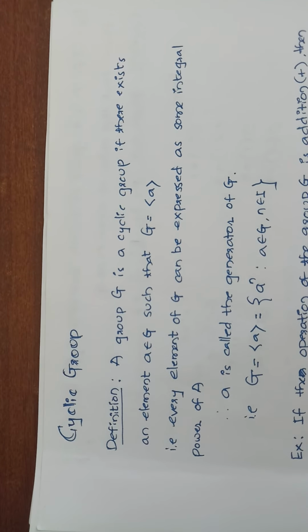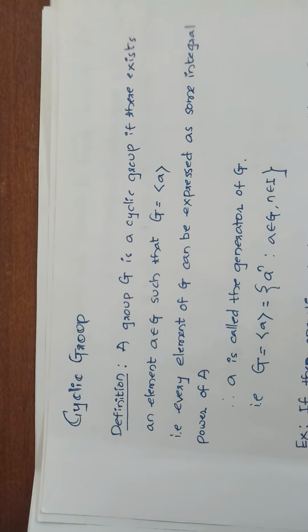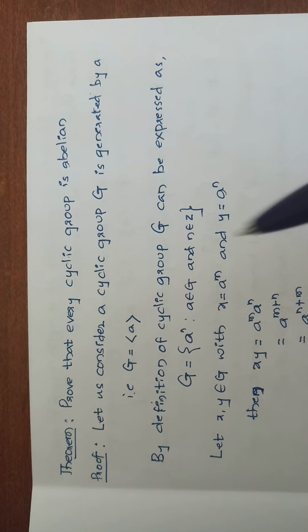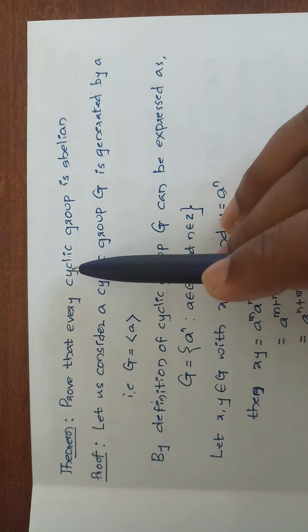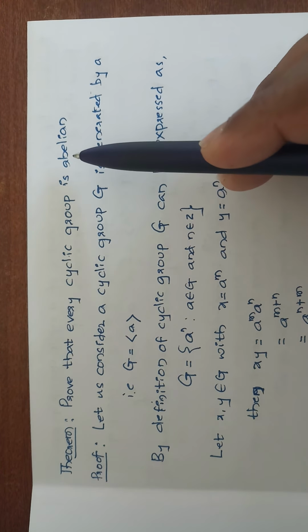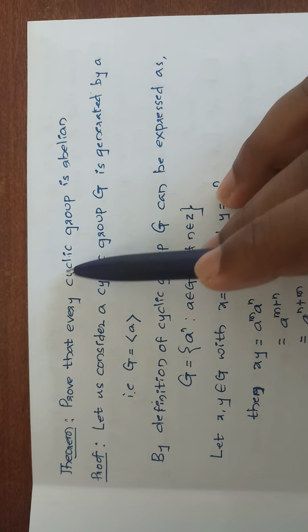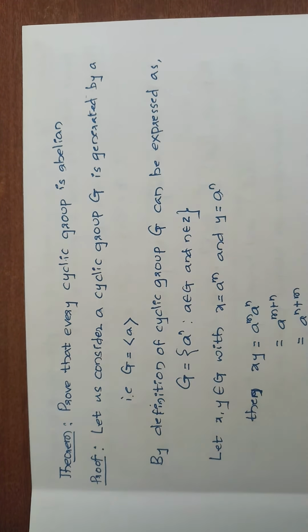Here I will prove some important theorems that have been asked in previous year examinations, so watch carefully. Prove that every cyclic group is abelian. To prove this result, we have to know the definition of a cyclic group and the meaning of an abelian group. If you keep these two things in mind, then this result is not a big deal. First I will take the definition of a cyclic group.